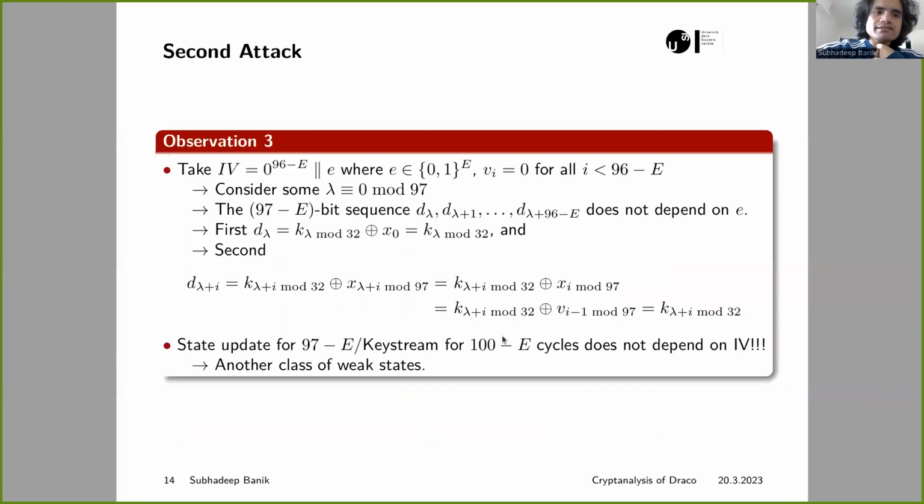The second attack stems from another key observation. So the idea is we take all initial vectors for which the first 96 minus capital E bits are 0. And the remaining capital E bits are some small vector, small e. And now consider some lambda, which is a multiple of 97. It can be proven that the 97 minus capital E bit sequence, d of lambda to d of lambda plus 96 minus e, does not depend on this small e. And this is not very difficult to prove, and can be proven in 2 lines, as I've shown in the slide.